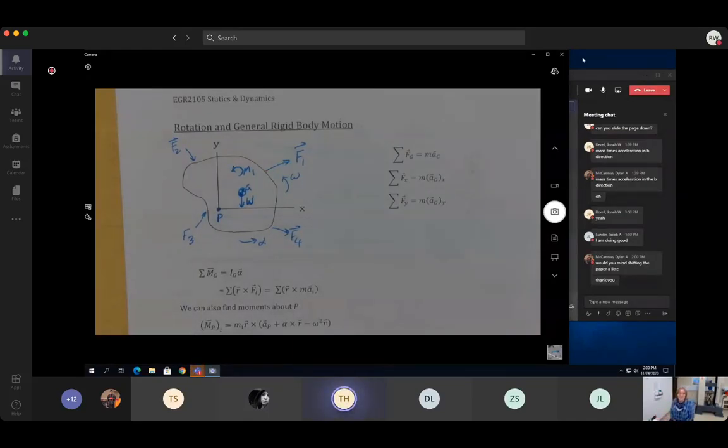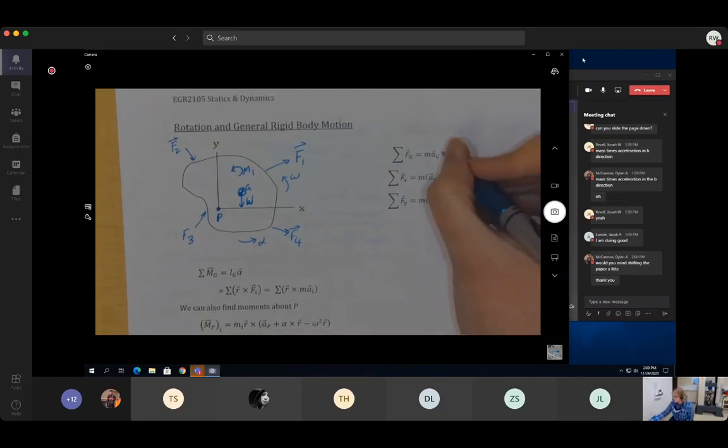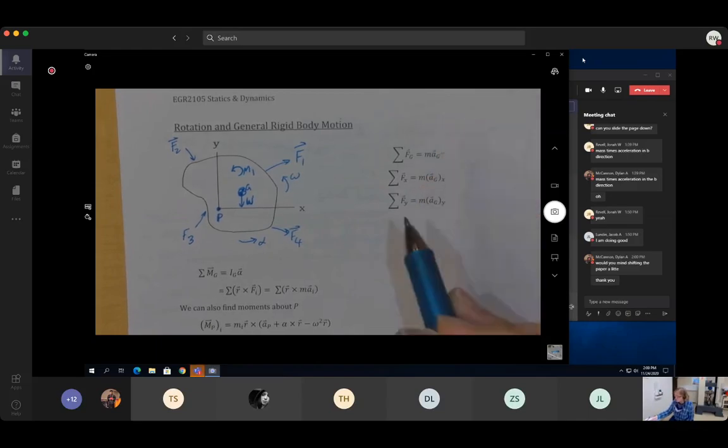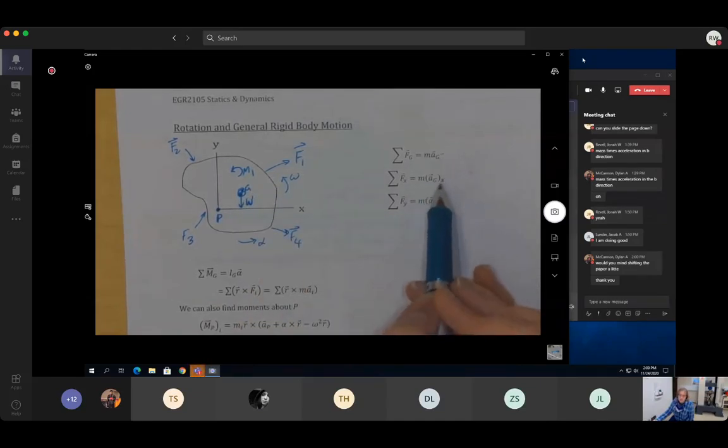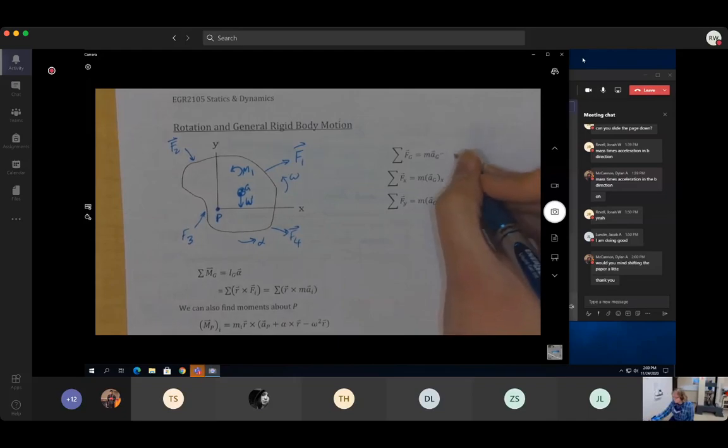Okay. All right, so we can have all sorts of things being applied to the rigid body. We're going to sum forces. The forces are going to tell us how the center of gravity is going to accelerate. And we can break that down into X and Y components. So this is something we've done before, so that should be pretty much old hat at this point.